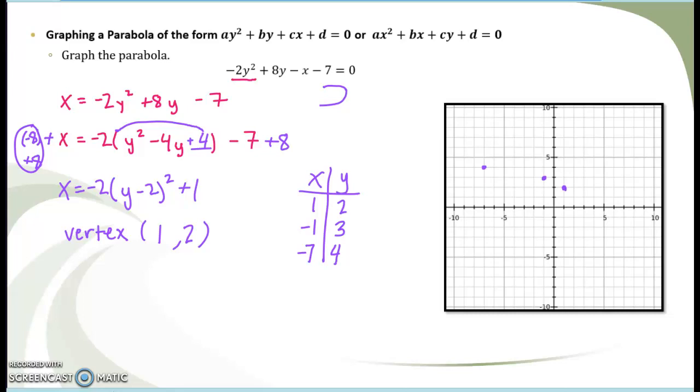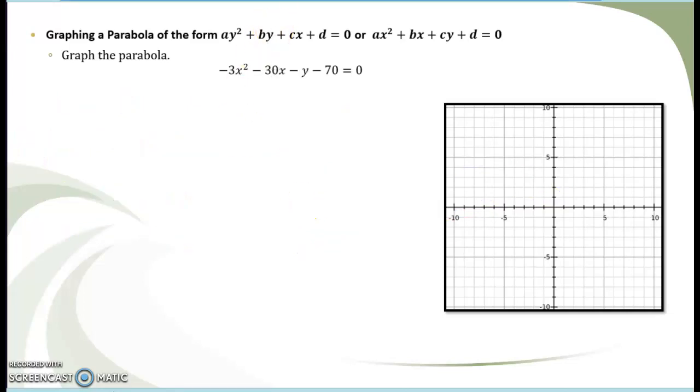This is kind of like the top half of my parabola. And the bottom half, because of symmetry, is going to follow the same path but flopped over that axis of symmetry. So that right there is the graph of this parabola. Okay, let's go ahead and take a look at this one now.